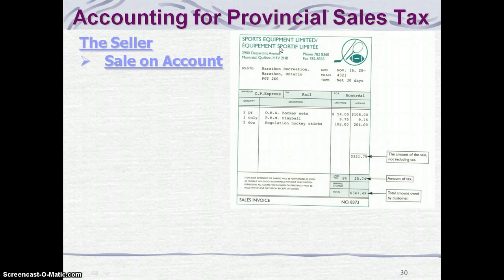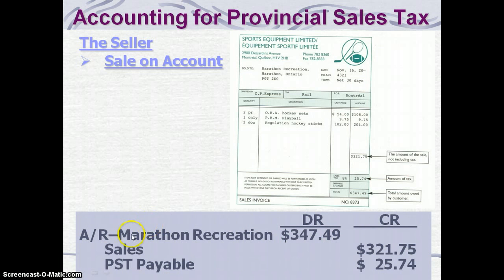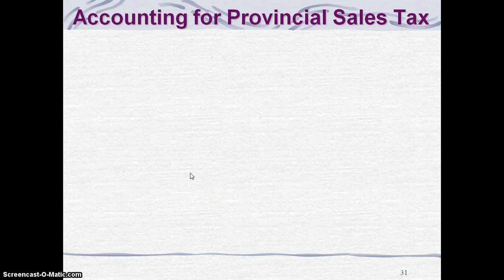Now, the transaction is going to look like this. Our accounts receivable is going to be for Marathon Recreation. It's going to be increasing because they owe us the full amount. Sales is also going to be increasing, so it's going to be credited. It will be increasing by the subtotal, which is $321.75, because that's what the total of all the items came to. And our PST payable is also going to be increasing. Hence, again, it's going to be a credit. It's going to be a credited transaction because our liabilities are increasing, and they're increasing by $25.74.